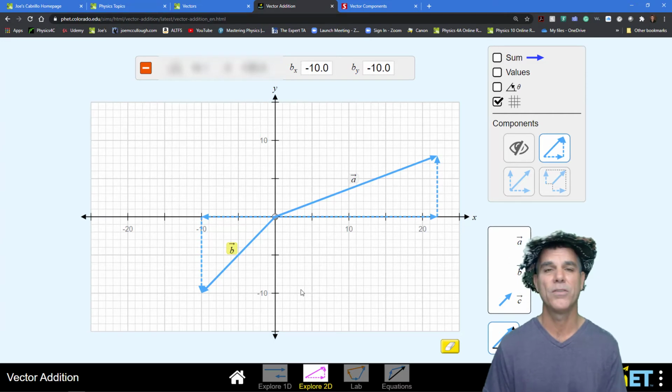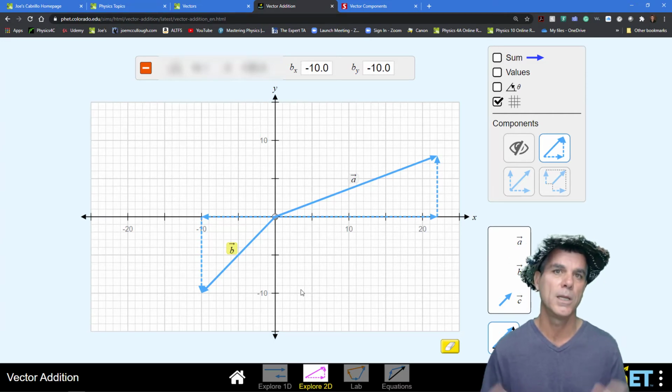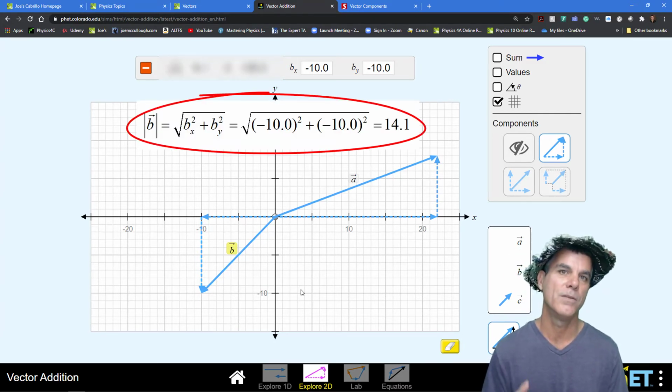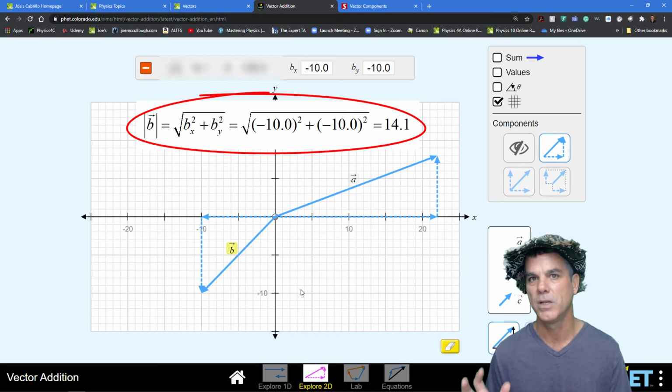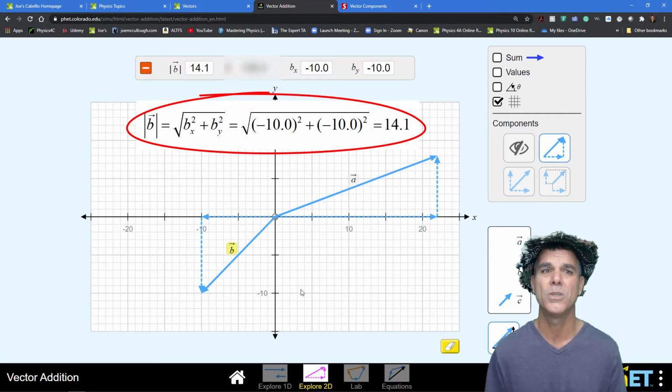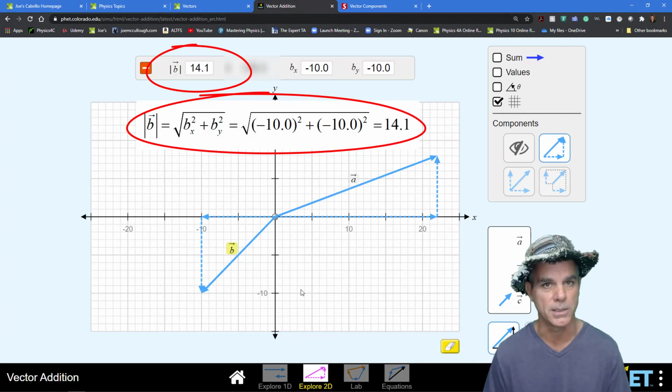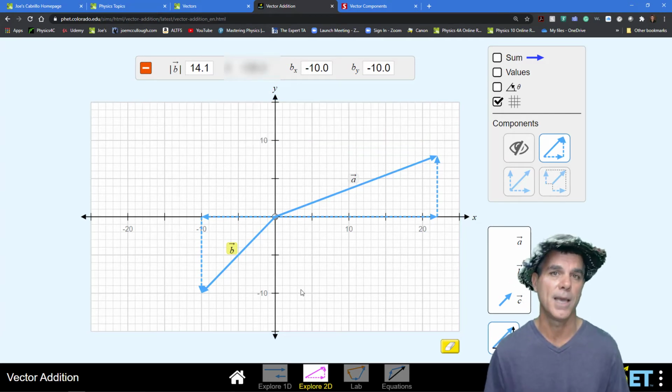If we want to know what is the magnitude, again, very straightforward, square root of the x component squared plus the y component squared. If you take the square root of negative 10 meters squared plus negative 10 meters squared, what you get is 14.1 meters. Easy peasy. Now let's calculate the angle.